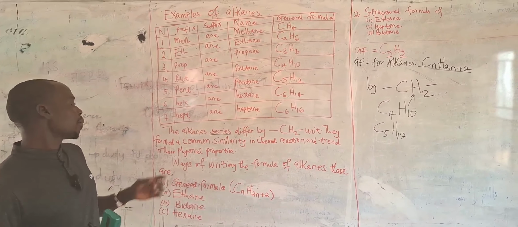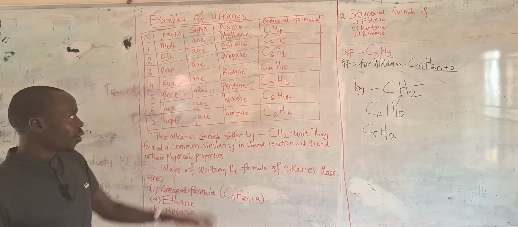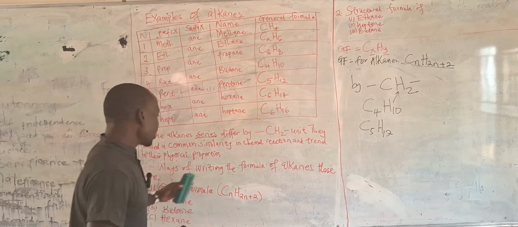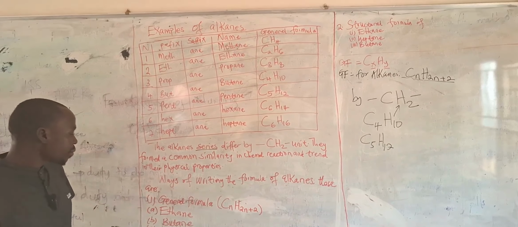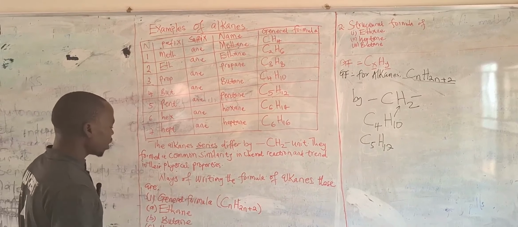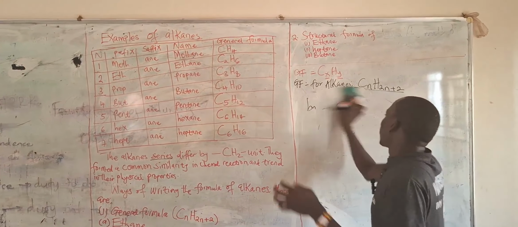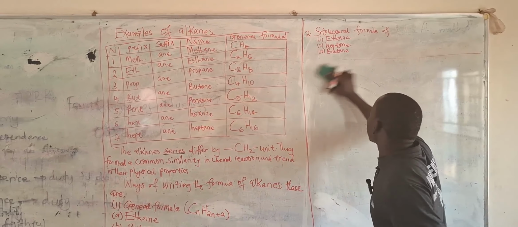When you talk about the physical properties, we're talking about the boiling point and the melting point of all these substances. But also there are ways of writing the formula for alkanes. Number one, we say the general formula, of course, is given to be like this. So the question is, how can I write that?